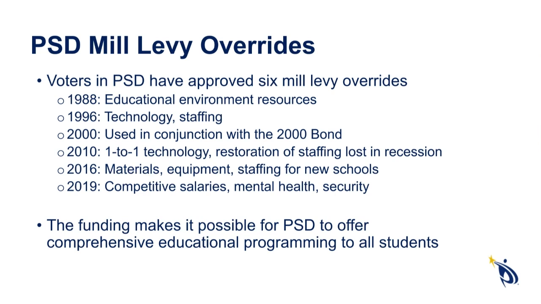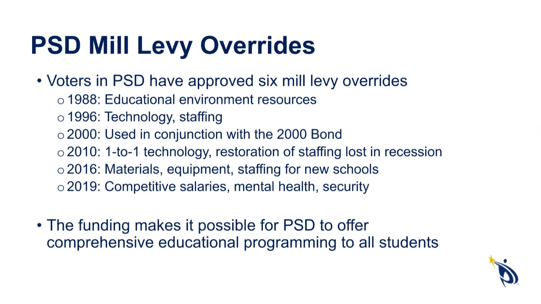The 1996 was really focusing on technology and staffing levels at that time. Again, kind of highlighting, this is the 1990s, right? So technology in the 90s is very different than technology we're buying today. It's not even comparable, right? But we were thinking about asking our voters, we need some support for technology even back in the 90s. That override is just under $6 million.